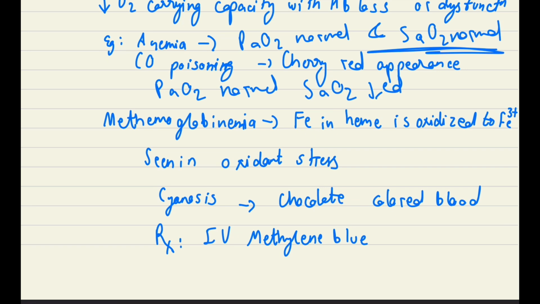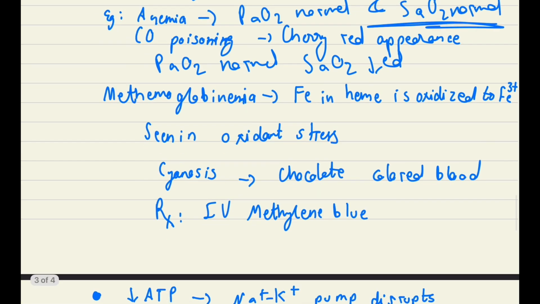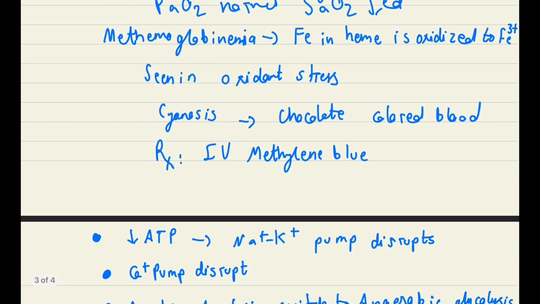The early sign of exposure is headache. In carbon monoxide poisoning, the early sign is headache, and significant exposure leads to coma and death too. Now let's talk about methemoglobin. What is methemoglobin?